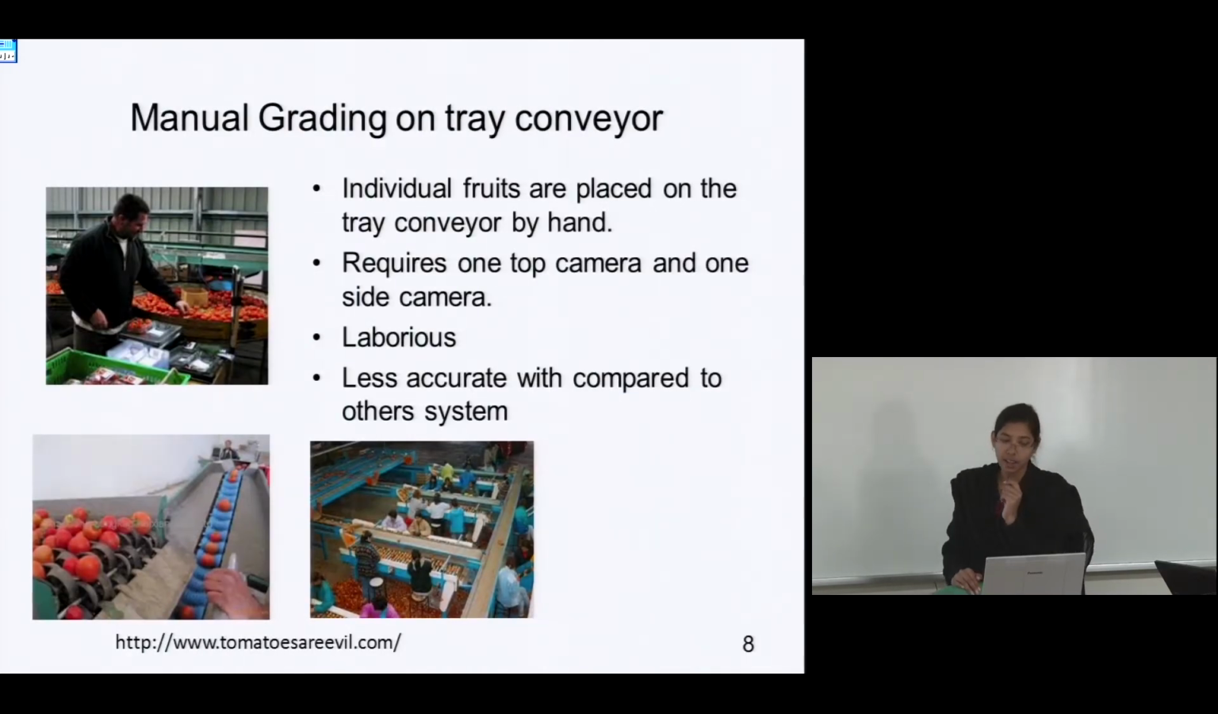Then manual grading of tomato on conveyor. Manual grading is the most popular grading. It is done almost all over the country, and individual fruits are placed on the tray conveyor by hand, and as it is a continuous process, it is laborious. It grades tomato by taking two images, so it requires two cameras, one top camera and one side camera. As manual work is involved, it is less accurate compared to other systems.